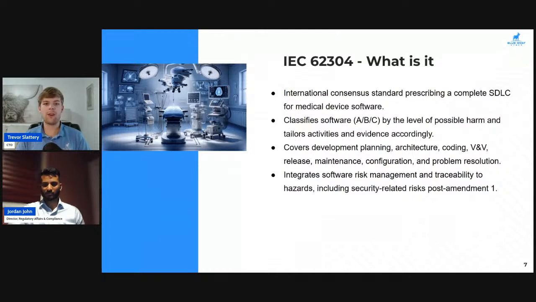It's an easy way to integrate software risk management and traceability to hazards, including any security-related risks. Now, this traceability is especially important outside of just saying we've identified a risk, we know what it is. We need to map it back to how the risk got discovered. How are we verifying the risk has been remediated once we implement a control? What is that control? What functionality is affected by this? So having a clear traceability mapping all the way back to the requirement, all the way down to the end, is very important.